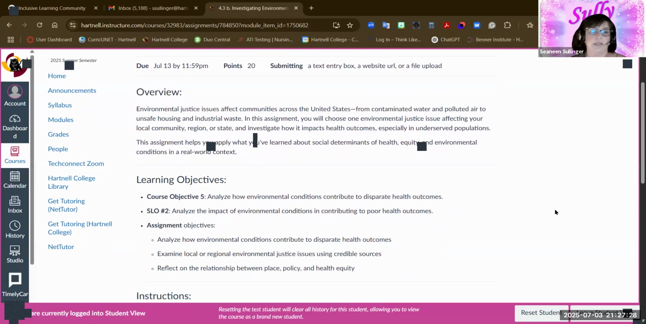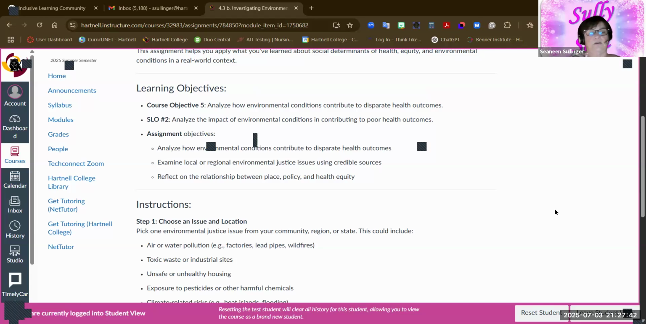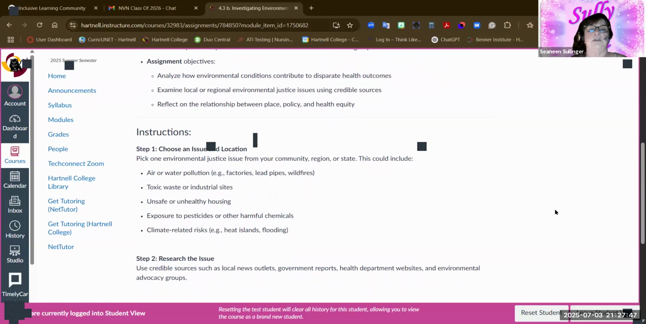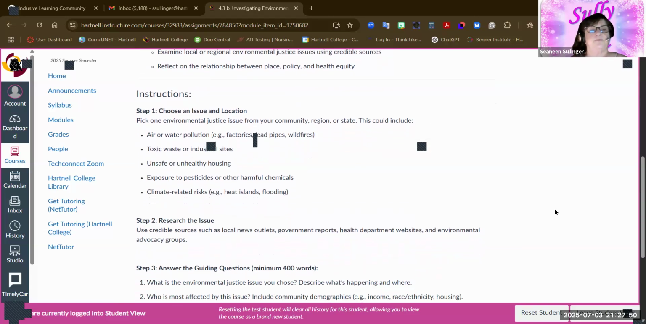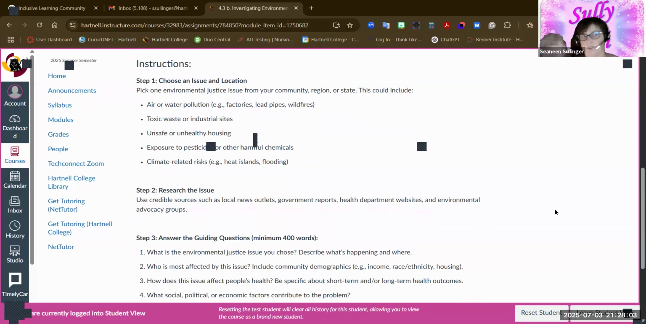And so this again gives you the learning objectives. That goes back to objective 5, also ties into the second student learning outcome for the course, which is analyze impact of environmental conditions that contribute to poor health outcomes, and then the specific assignment objectives. And so you want to choose an issue and a location. This should be something that's happening in Salinas or in Monterey, Santa Cruz, San Benito, some county that's nearby, or in the state. So not Michigan, not any of those other ones that were outside of our state.